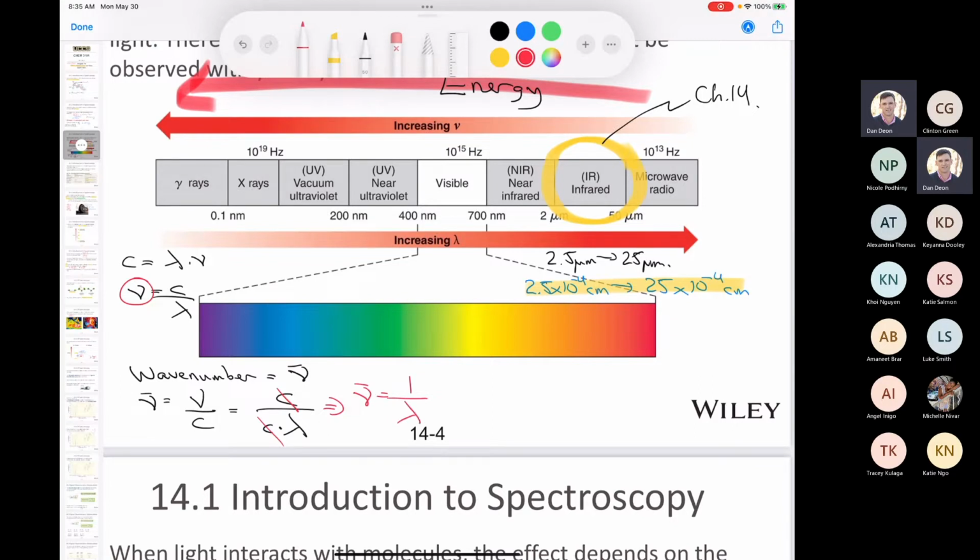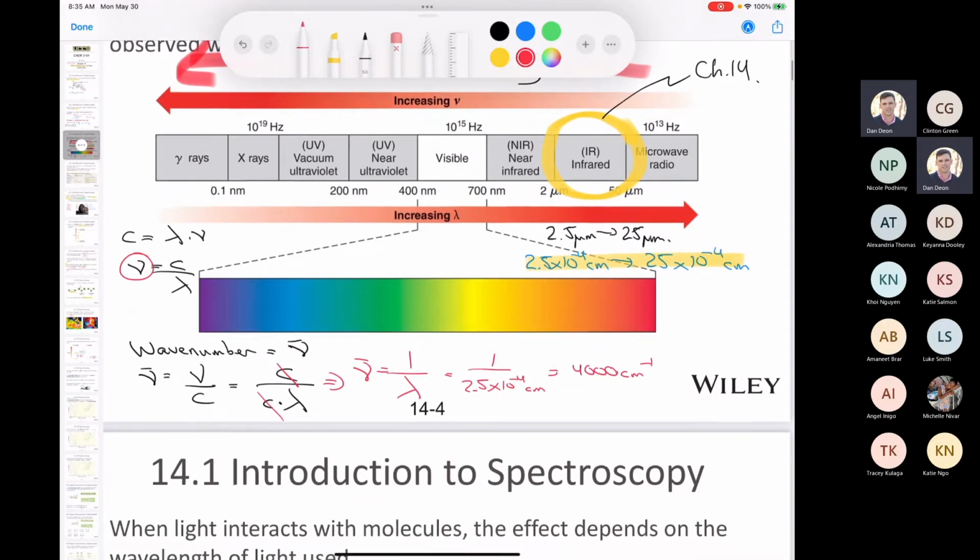Now you see why I put the units of the wavelengths in centimeters. Let's just try one here. If we take 1 divided by 2.5 times 10 to the negative 4 centimeters, we end up getting 4,000 reciprocal centimeters, or centimeters to the minus 1. I'm kind of running out of space here, but if you do 1 over 25 times 10 to the negative 4 centimeters, then you end up getting 400 reciprocal centimeters.